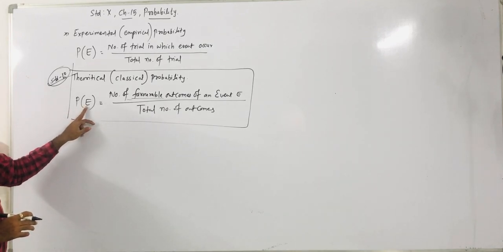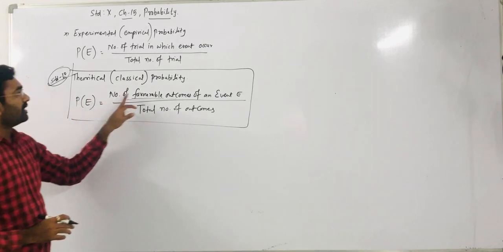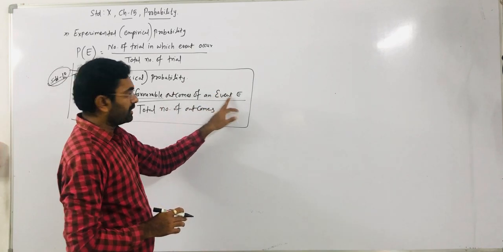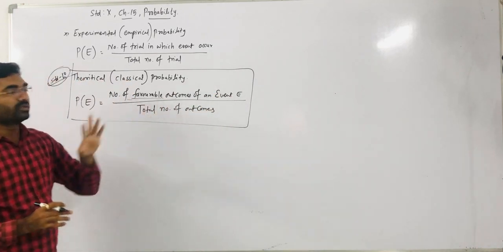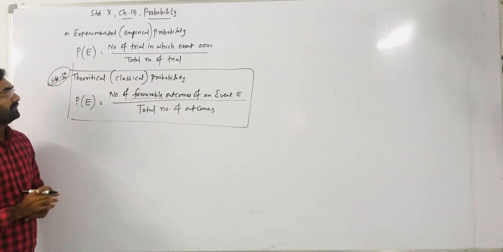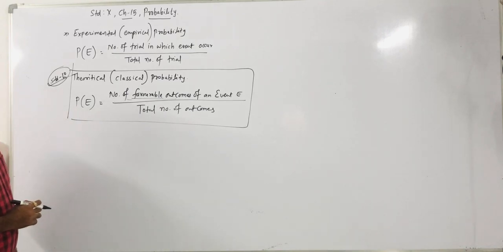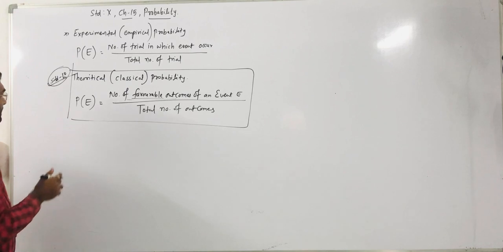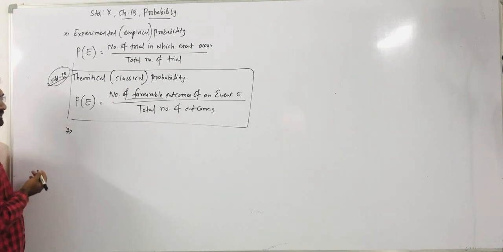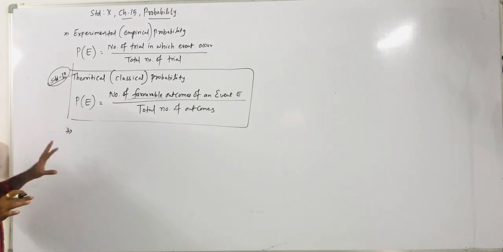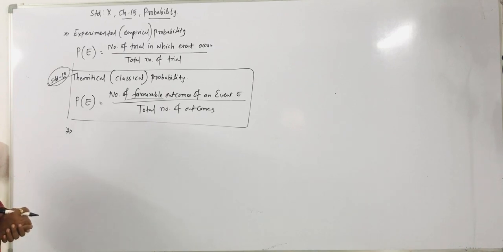P of E means any event's probability is represented by the number of favorable outcomes of an event E upon the total number of outcomes. Right? This is called the theoretical probability. Now we have to define the next one. Suppose I take one example, which is very simple.